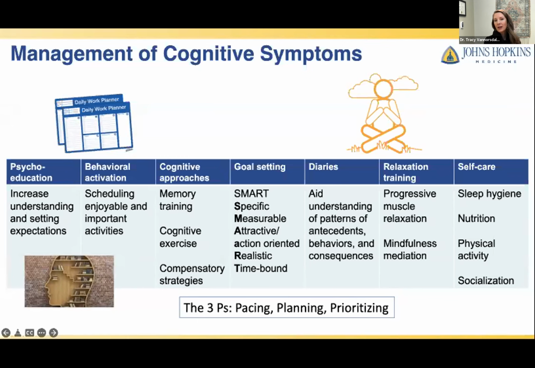And then we're also doing a lot of training in basic self-care so that patients are actively addressing the things that they have some control over, such as their sleep, nutrition, physical activity, and socialization. In terms of our general goals, we really want these to be adaptive to the individual needs of a patient and approaches that empower patients to help take control of their health and well-being.